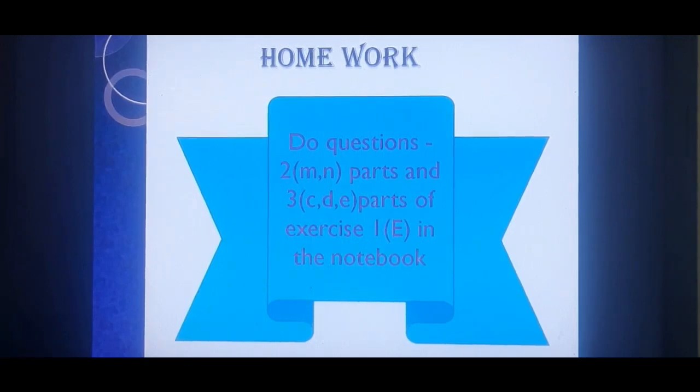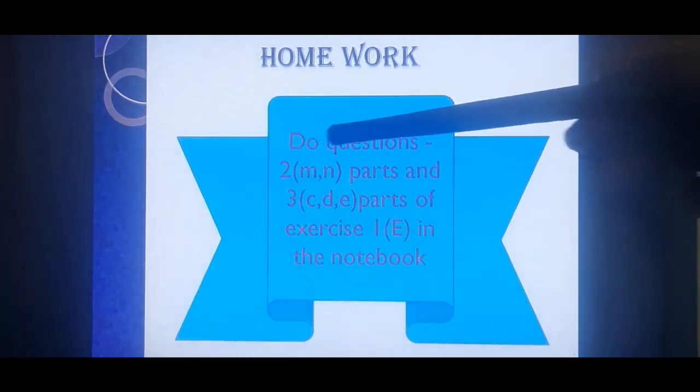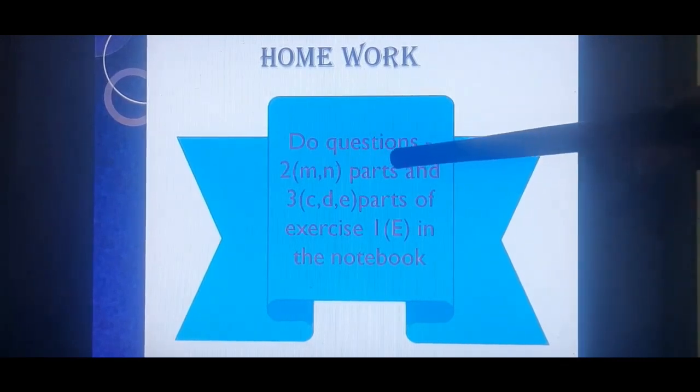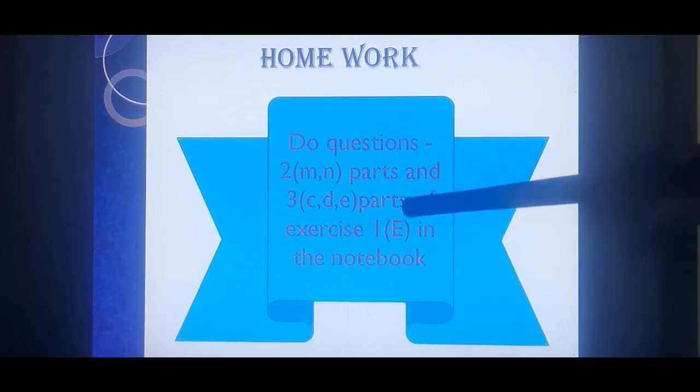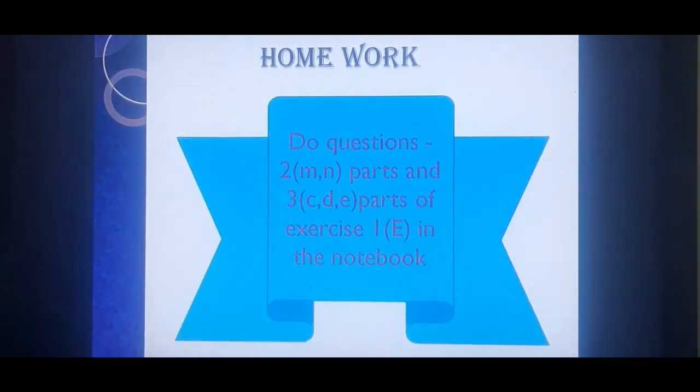Now it's time to take homework. Homework is do question 2, M and N parts, and question 3, C, D and E parts of exercise 1E in your note.